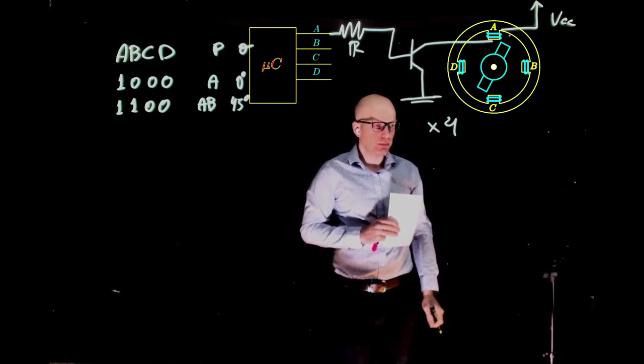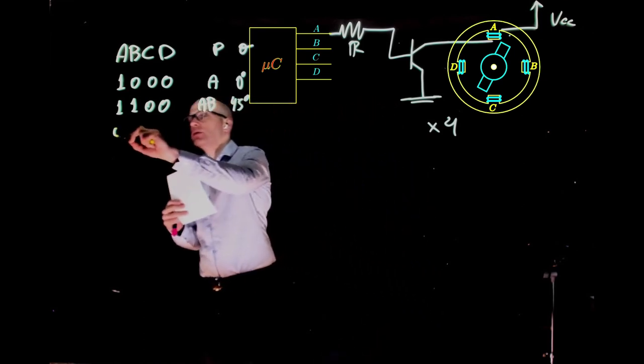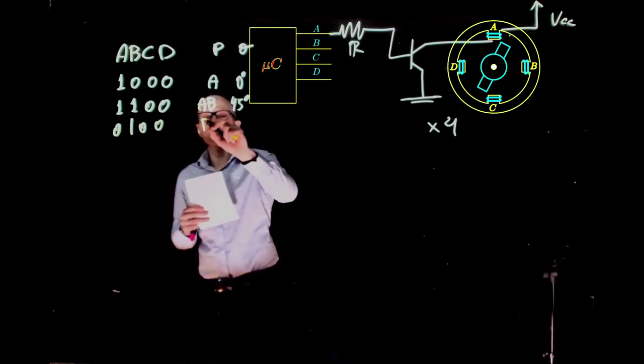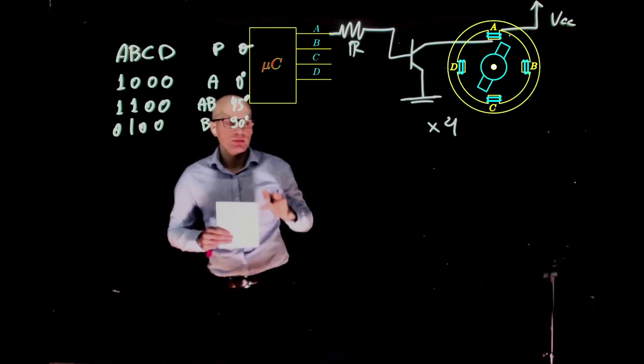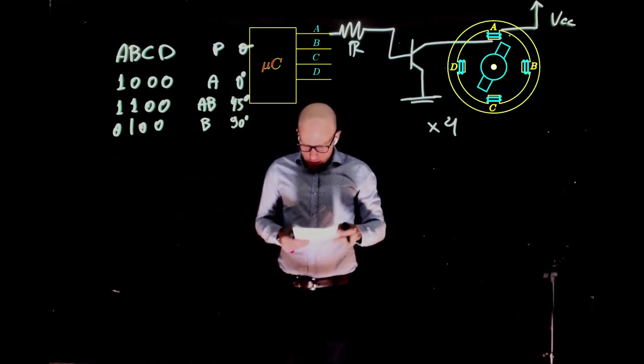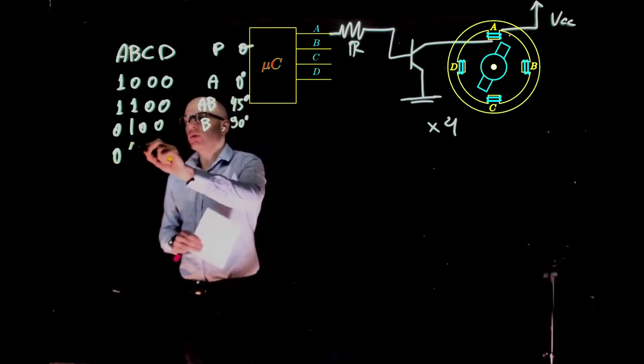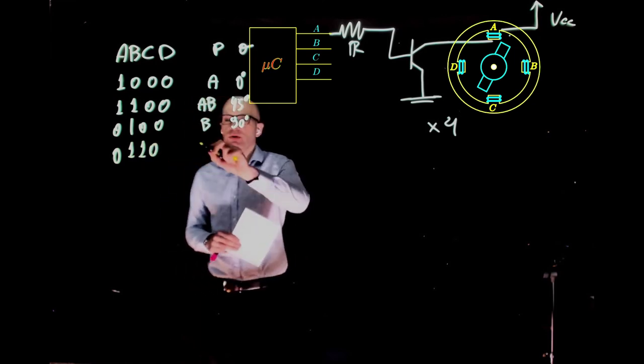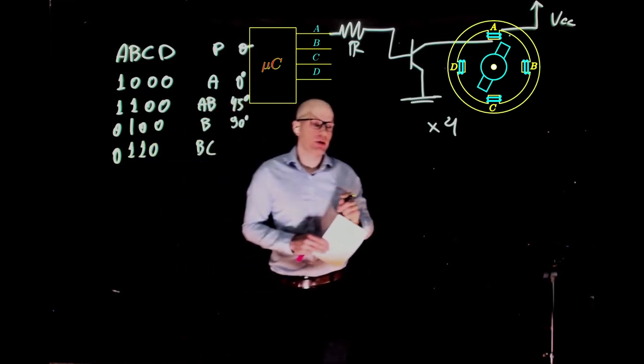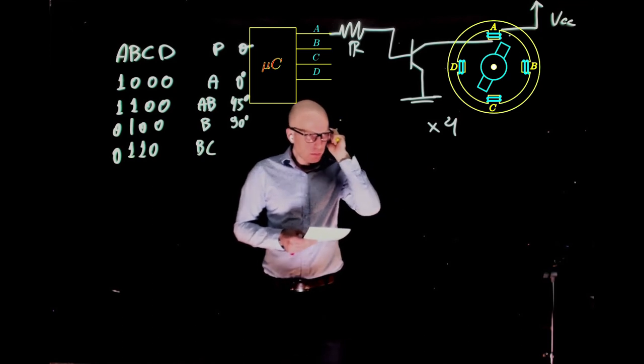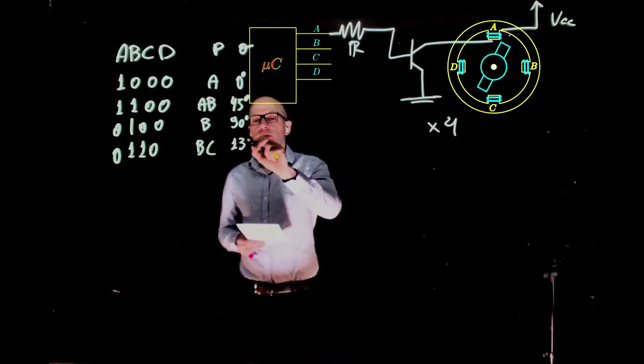B. 0100. Yeah, 0100, that goes to B, and it goes to 90 degrees. What is the next? 0110. That it goes to BC, and what is the angle? 135 degrees.